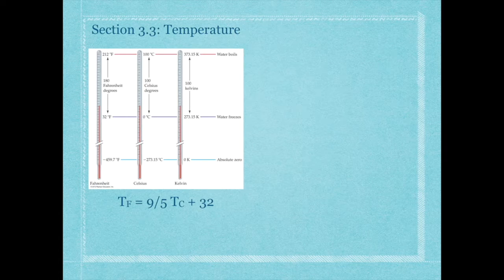The one unit that you might not be familiar with here is Kelvin, and the temperature in Kelvin equals the temperature in Celsius plus 273.